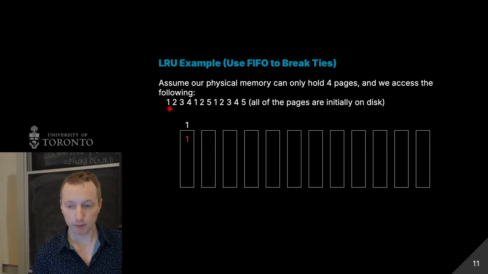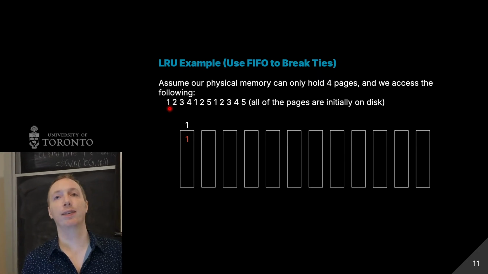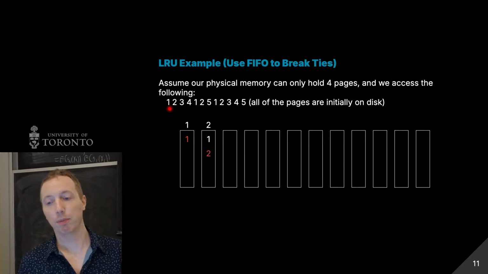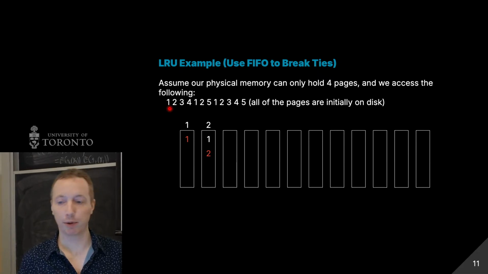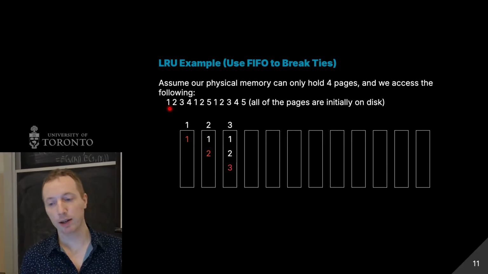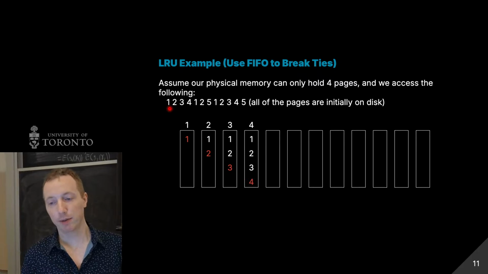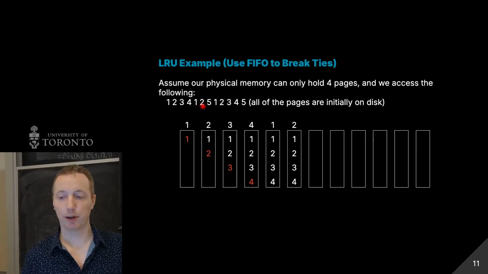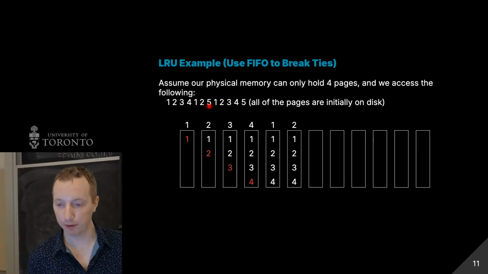So first 6 accesses are going to be the same old boring thing, right? So 1, not in memory, have to load it in. 2, not in memory, load it in. 3, not in memory, load it in. 4, not in memory, load it in. Then access 1, it's already in memory. Access 2, already in memory. Now this is the first interesting one.